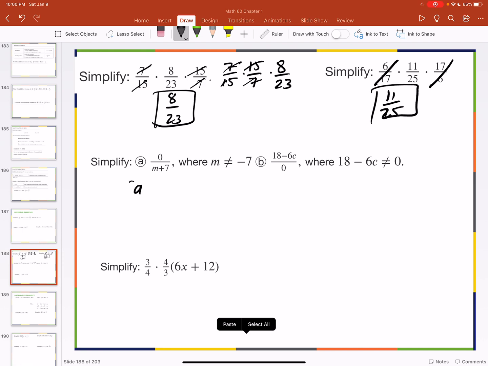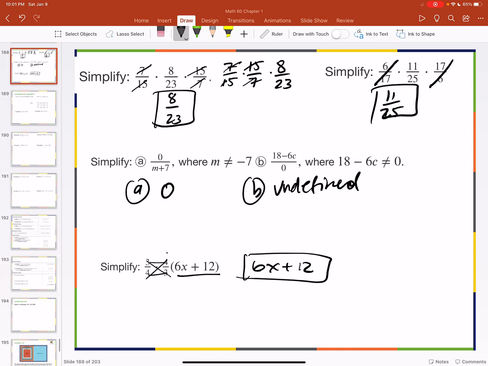Okay, again, this one is 0 divided by whatever, who cares, n plus 7, that's still 0. B, any number, 18 minus 60 divided by 0 is going to be undefined. Okay, and then here, 3/4 times 4/3, this is the reciprocal, so that's 1. So your answer is just 6x plus 12.